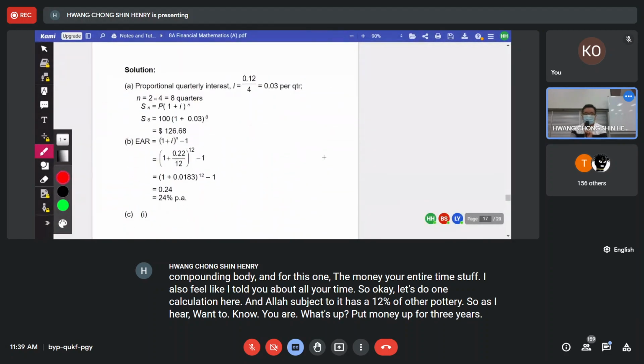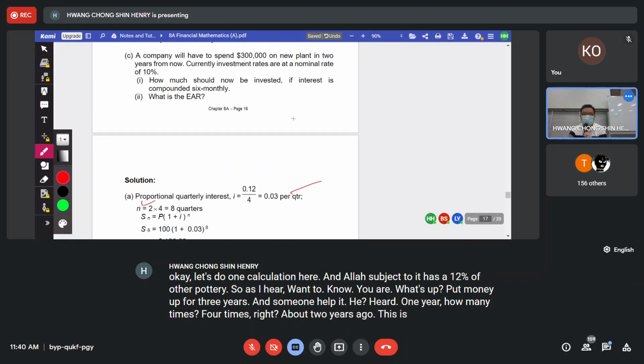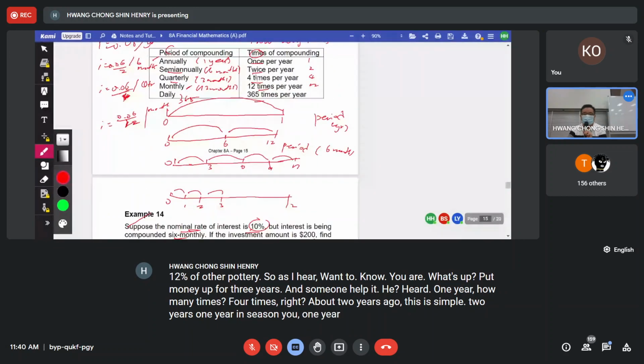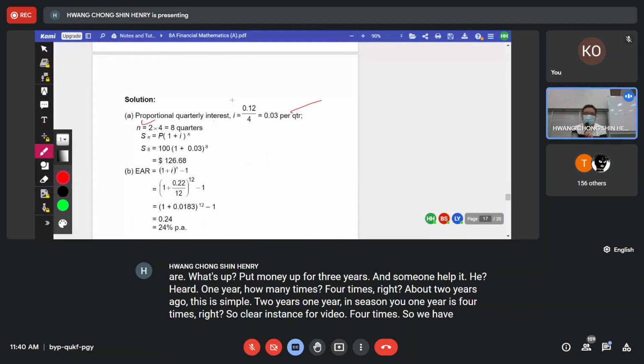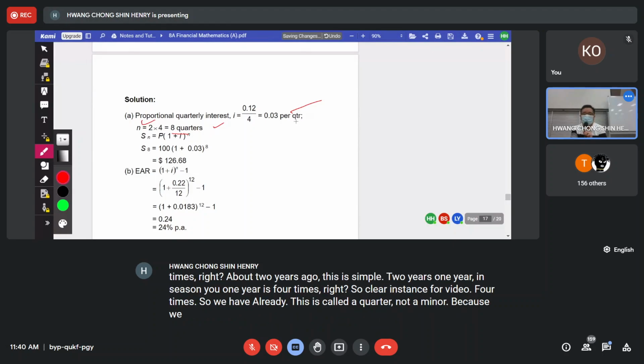Can someone calculate? It's 0.03 per quarter. So see your n. 1 year, how many times? 4 times, right? But 2 years, 1 year is 4 times, quarterly. So 2 years means 4 times 2 becomes 8 already. This is called 8 quarters, not 8 months, because we talk about quarter here. This one is quarter, this one also quarter. The I and the N must be the same unit.